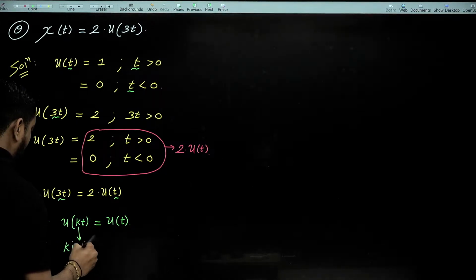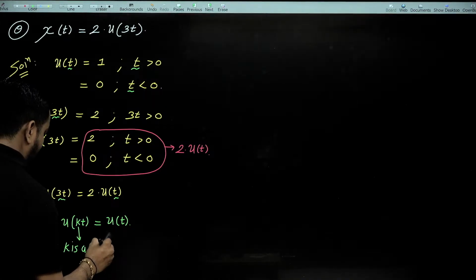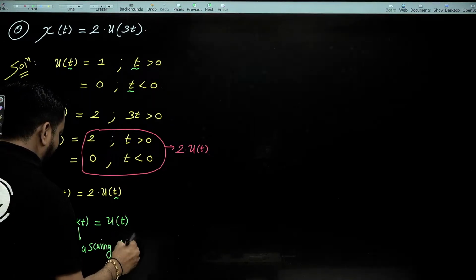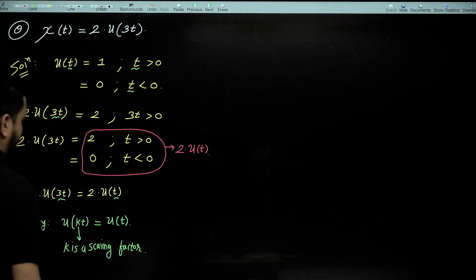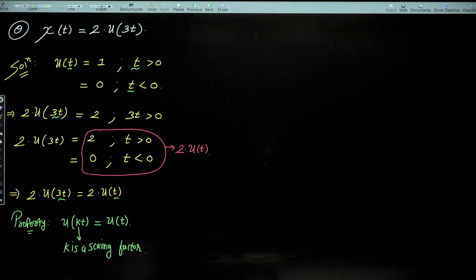K is a scaling factor, any scaling factor. So this is a very important property, guys. Very important property. Okay.